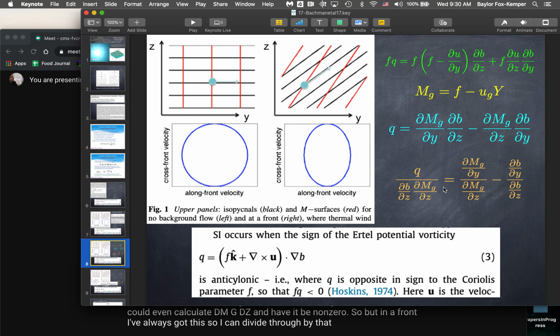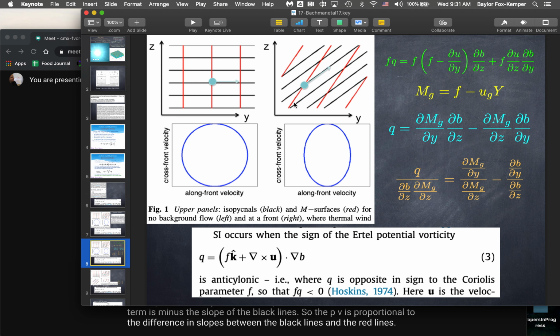And now look at what this is. This says the PV divided by these two terms is the horizontal derivative of mg over the vertical derivative of mg, which is the slope ddz over ddy. That's the slope of the red lines. That's what this term is. Minus the slope of the black lines. So the PV is proportional to the difference in slopes between the black lines and the red lines.